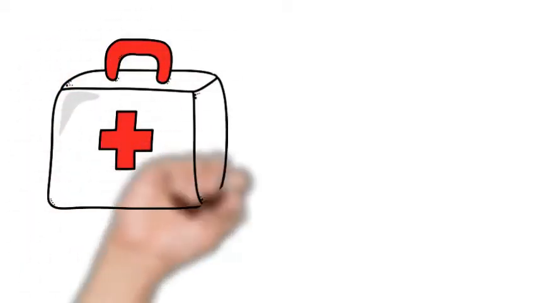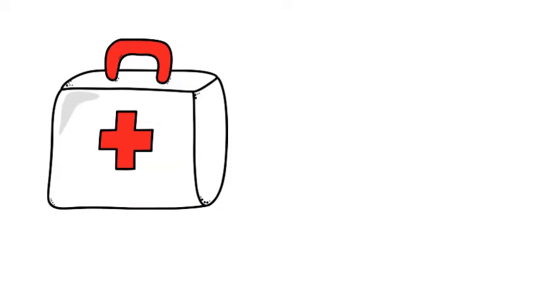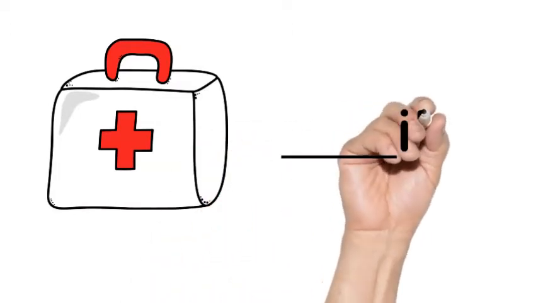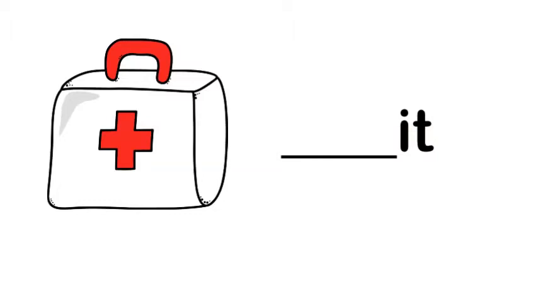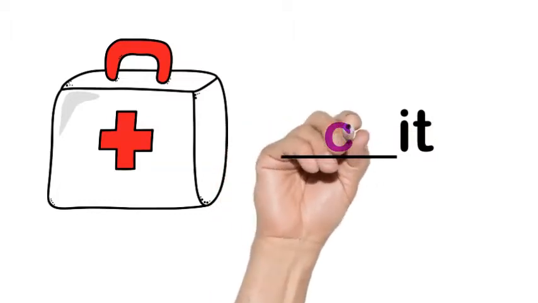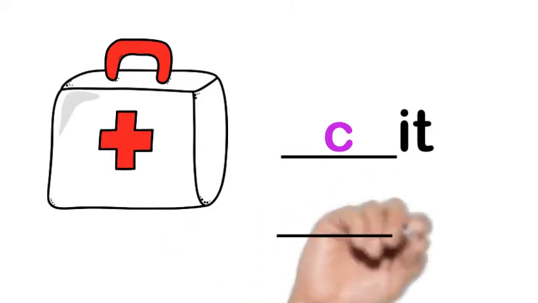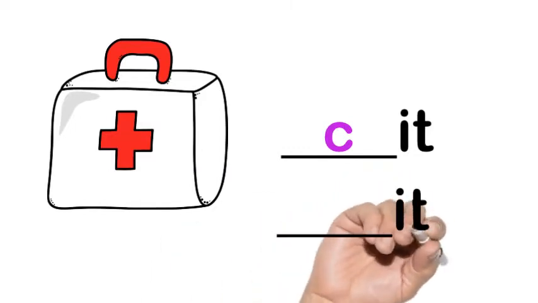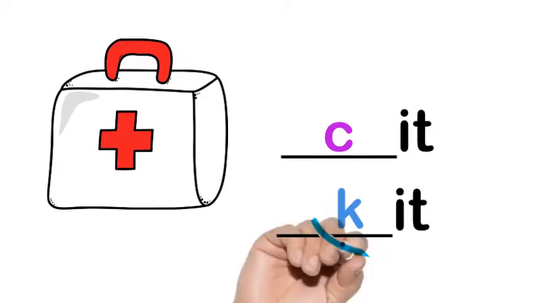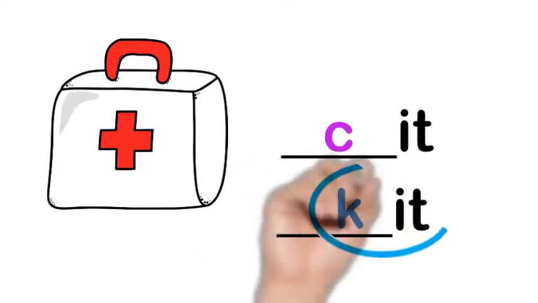Here I have a kit. If I want to spell kit, do I use a C or a K? Well, it's followed by an I, and a C followed by an I would say S, so this would say sit. So instead, I have to use a K here because it's followed by an I. So now I have the word kit.